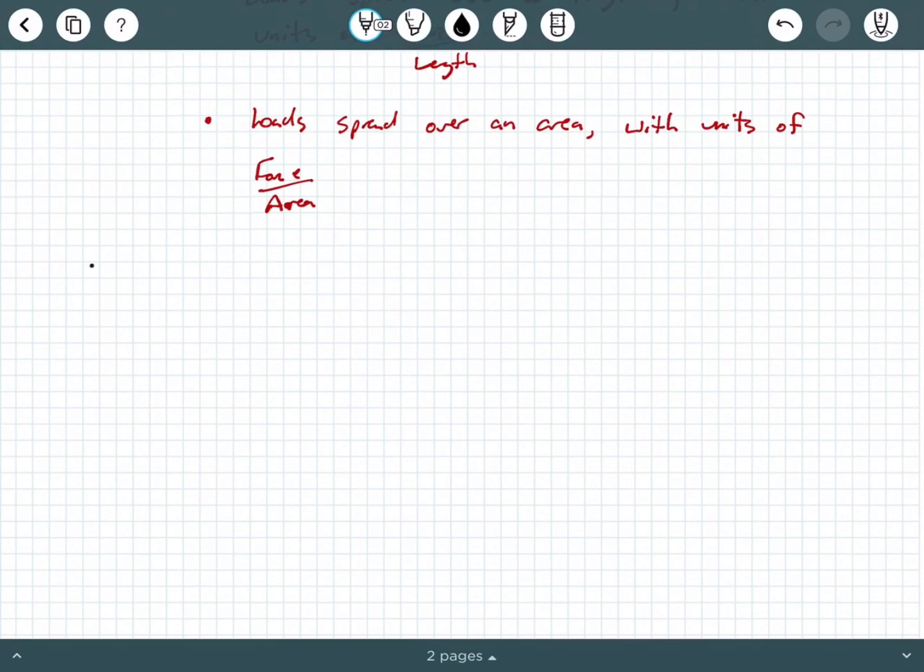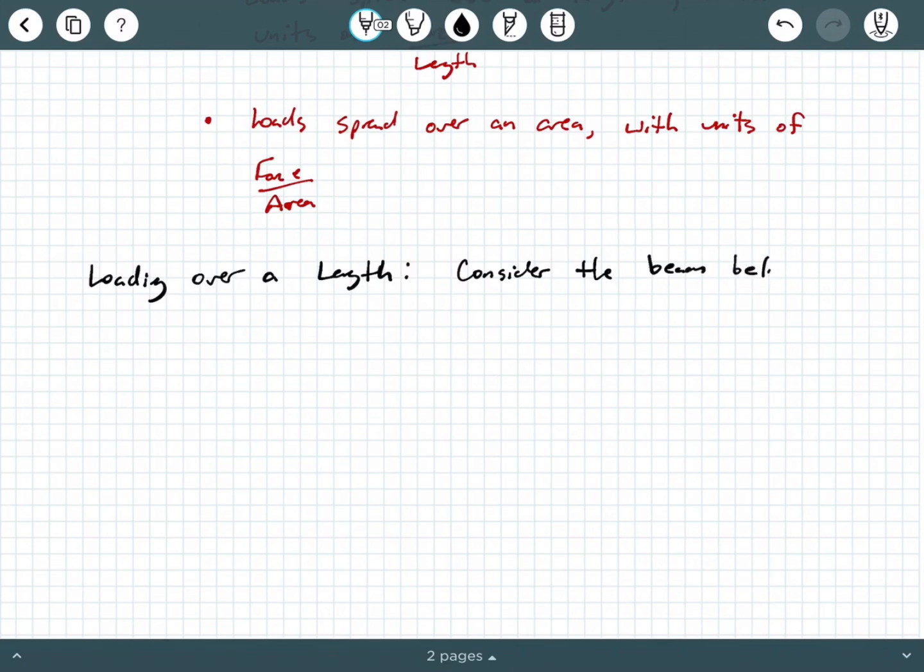So let's first talk about loading over a length, okay? Loading over a length. And we're going to say, consider the beam below. So let's say that we have a beam here. This is called a simply supported beam. We're going to talk about what that means to be a simply supported beam later. And we're going to call W the distributed load, and we're going to call the horizontal axis of the beam X, okay?